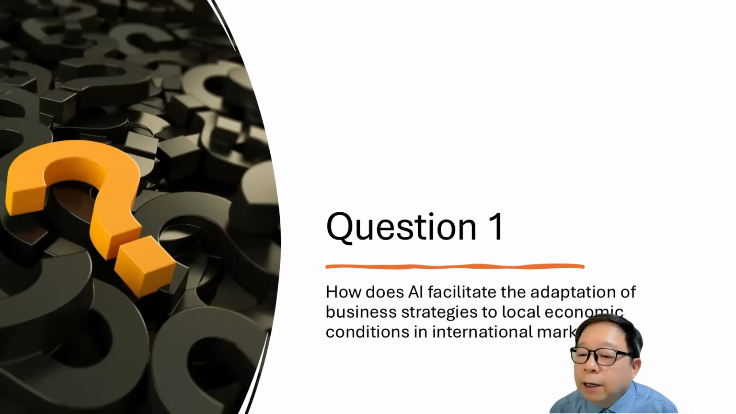The first question is: how does AI facilitate the adaptation of business strategy to local economic conditions? So, anyone want to share?